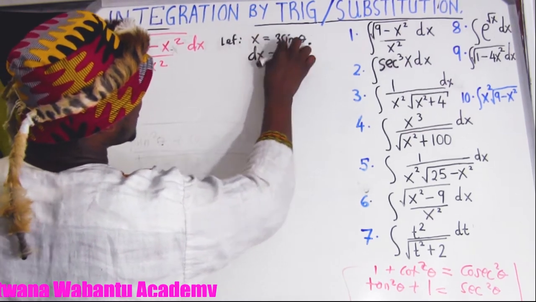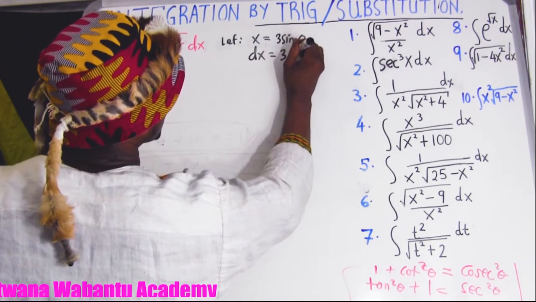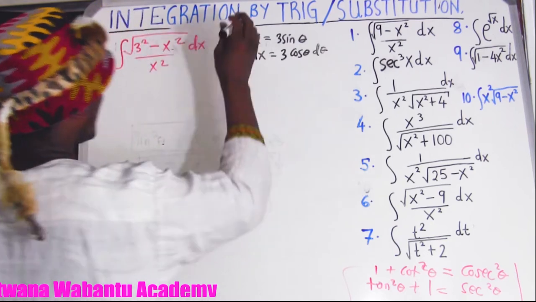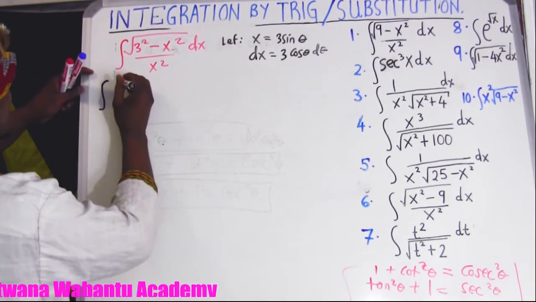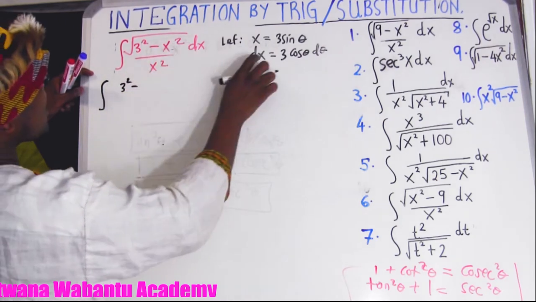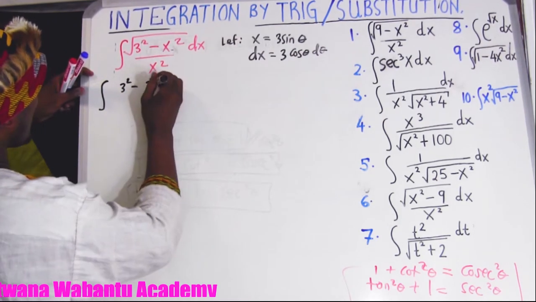Then I have to differentiate. When you differentiate, you get dx. When you differentiate 3 sine, you get 3 cos of the angle d theta. So replace everything, this will become the integral. 3 squared minus x squared, where x squared is going to be 3 squared sine squared.